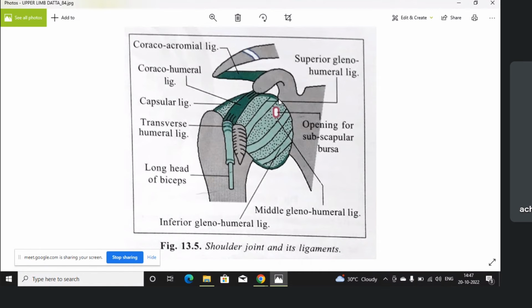What is the use of this synovial fluid? It acts as a lubricant, that is, for easy movement.